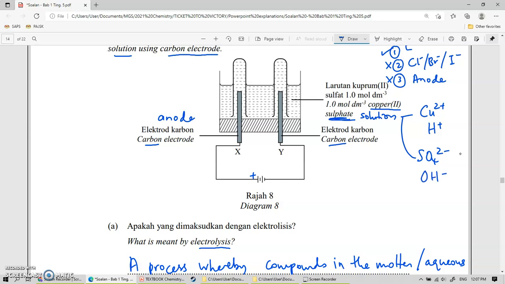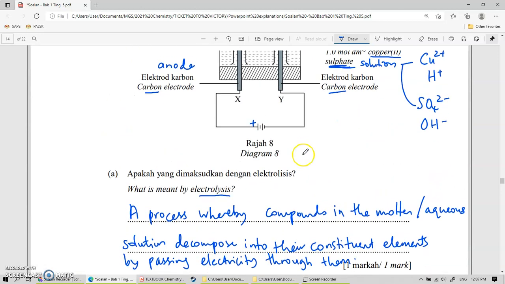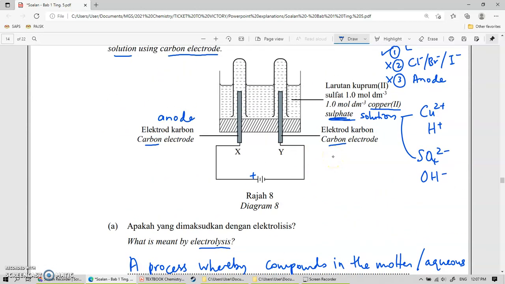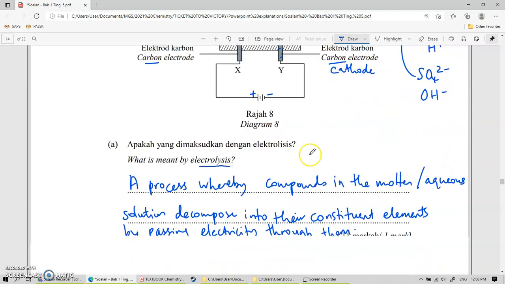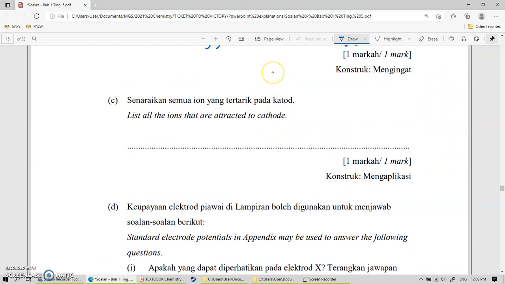So this question is asking for the cathode. The battery short line is negative, which causes this Y electrode to be a negative electrode. So this is the cathode. And because this is a negative electrode called the cathode, the positive ions are attracted to the cathode. So positive ions means Cu2 plus and H plus.